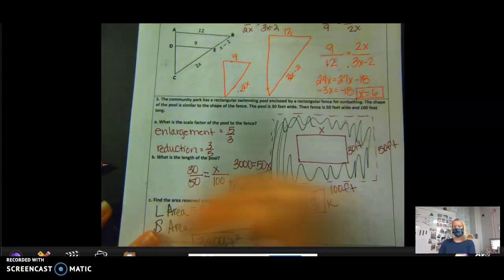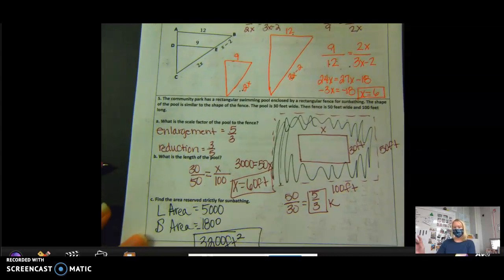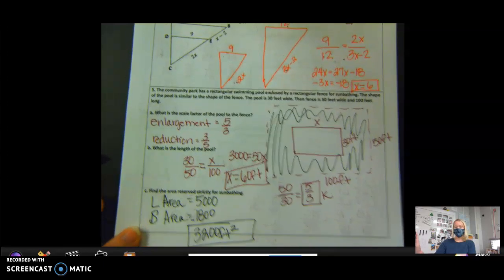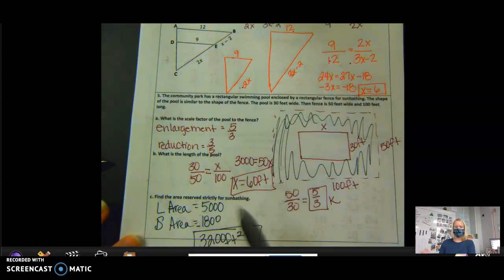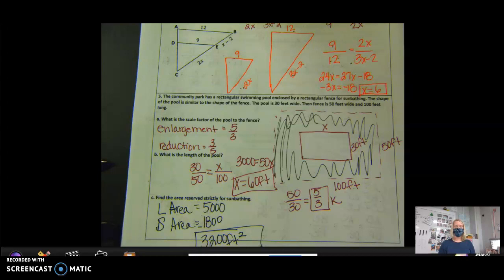Go ahead and pause me and complete this problem start to finish. And then go ahead and check yourself when you are done to make sure that you got these answers. Your homework will be the Schoology assignment 6.1.